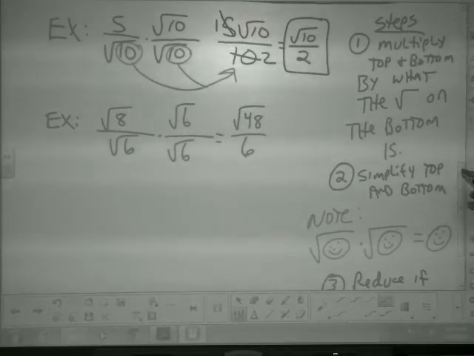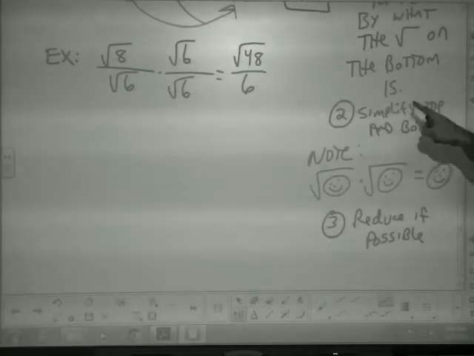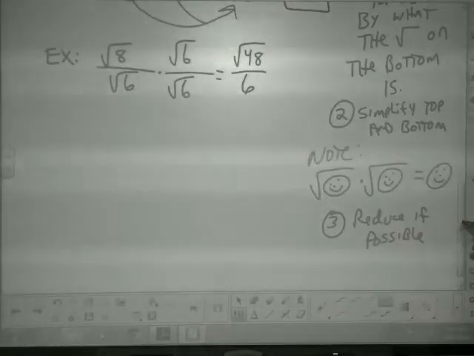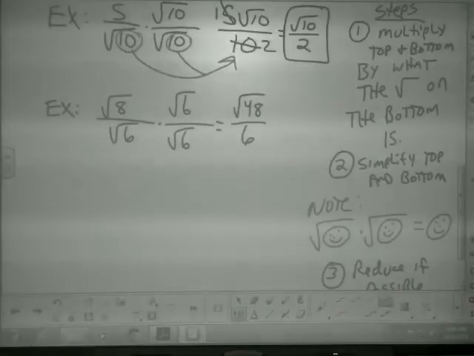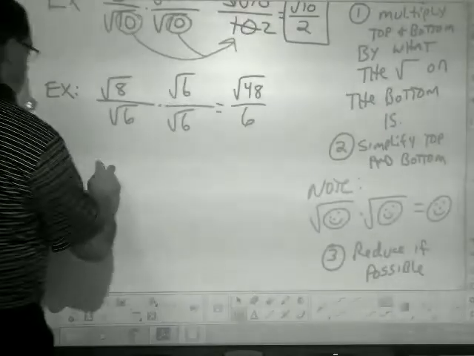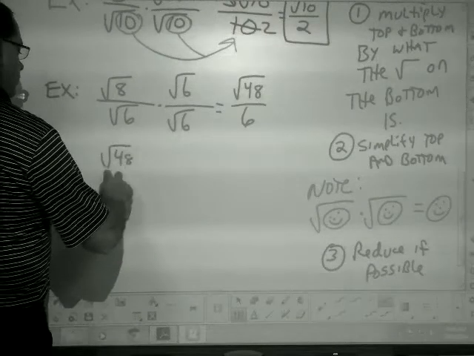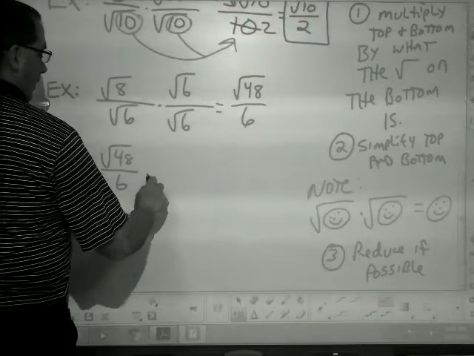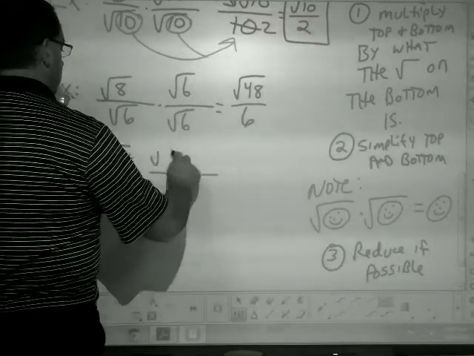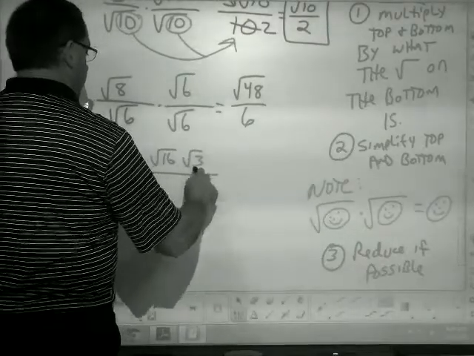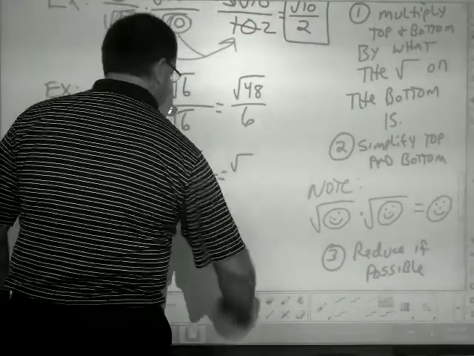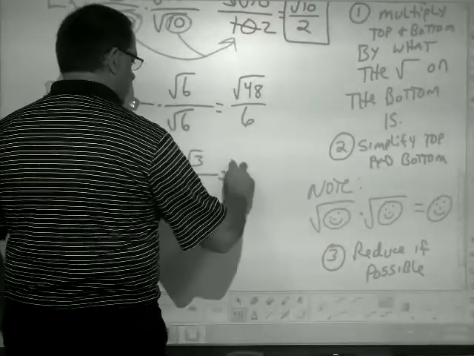Okay, so we've done this. We simplified the top and bottom by multiplying these. And now reduce if possible. Ooh, square root of 48. That has a perfect square factor. So let me bring it down here. Square root of 48 over 6. I can break that into 16 and 3. Then I go radical 16, radical 3 over 6, which is 4 square root of 3 over 6.